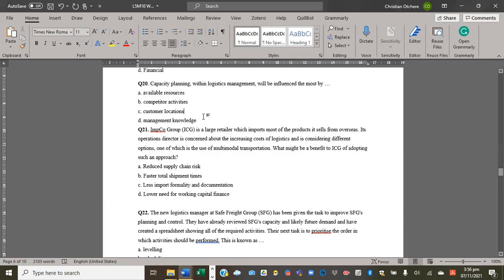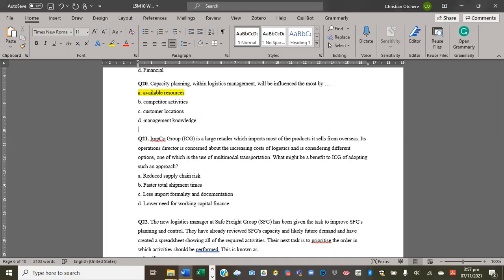So question 20, capacity planning within logistics management would be influenced the most by: available resources, competitor activities, customer locations, management knowledge. Available resources. Okay, question 21.